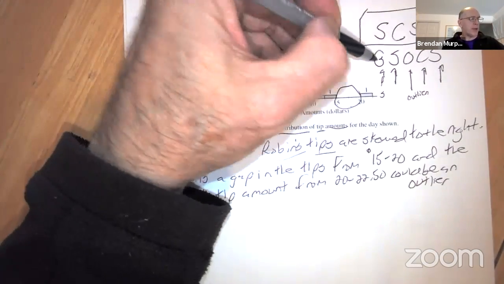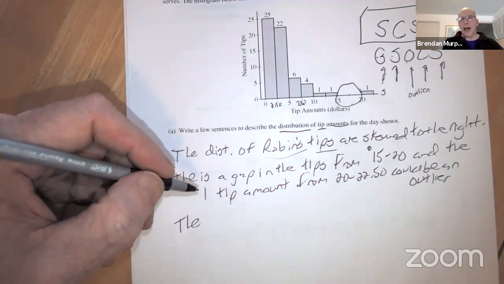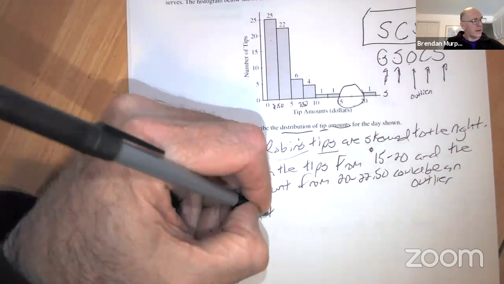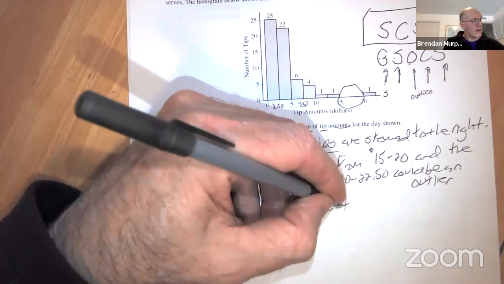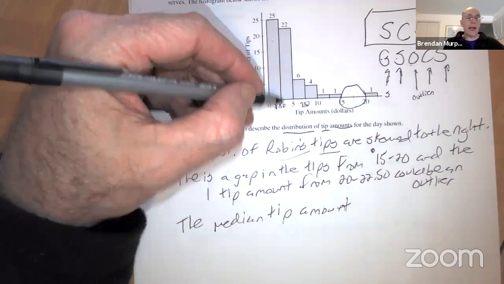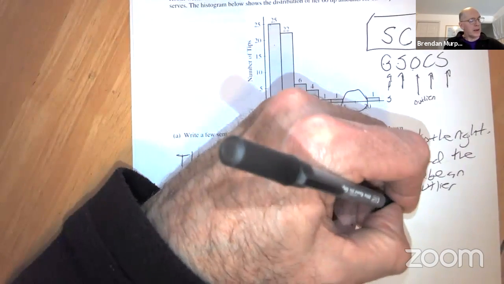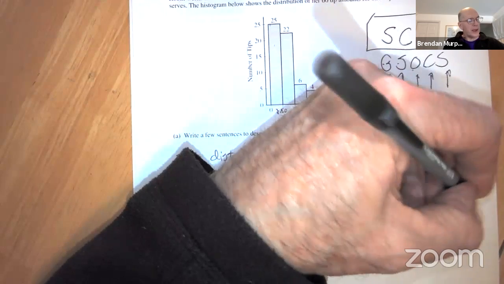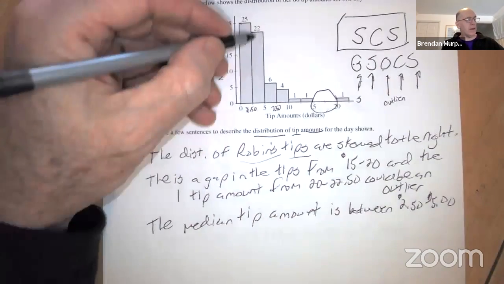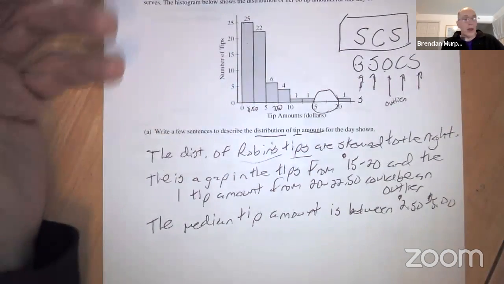So I've talked about gaps, I've talked about shape, I've talked about my outliers, center. I'm going to go median here. Again, I don't really know if I can even calculate the mean. So I'm going to say the median tip amount is somewhere around 30, right? So 25. It's in the second bin here, right? So the median tip amount is between $2.50 and $5, something like that. That's all I need to know. It's in the second bar here, the second interval. And again, I don't know exactly where it is, and we didn't want students to do that.